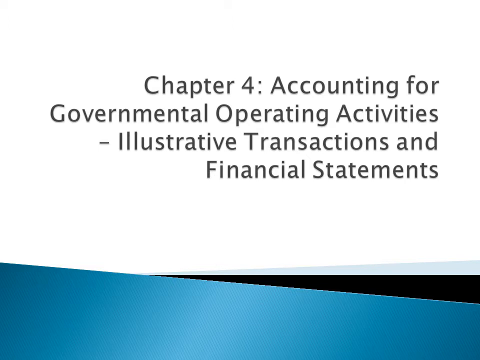Chapter 4 is focused on accounting for governmental operating activities. Mainly, we're going to cover the framework that we covered in earlier chapters that I provided a specific link for, kind of explaining how it worked. It was that matrix that had the government-wide financial statements and the fund financial statements, along with the various types presented on the horizontal axis.